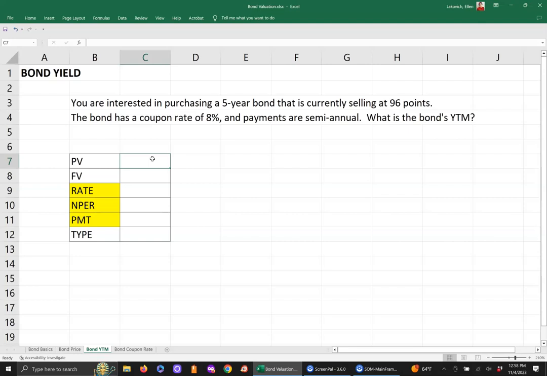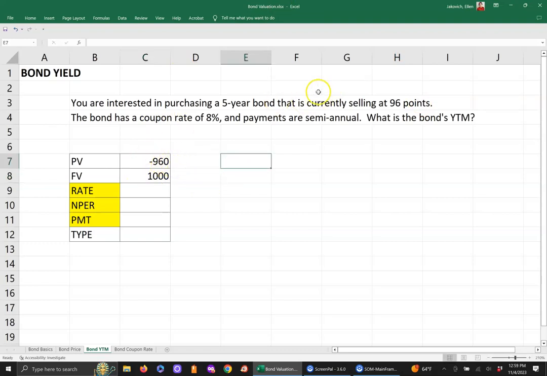And we're purchasing the bond. So the plus and minus symbols are opposite than if we are the company. We are out the present value in this case. We're out $960, so we need to make that negative. So we're paying for that bond. The future value will be a positive $1,000 that we will get back. So if this bond is selling at 96 points, it's selling at a discount, less than par value.